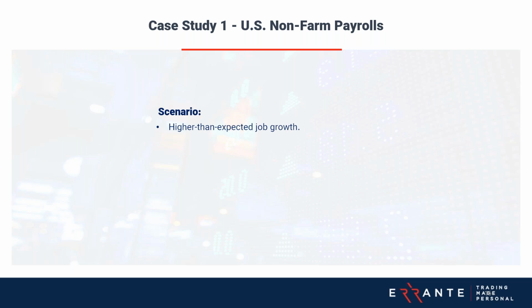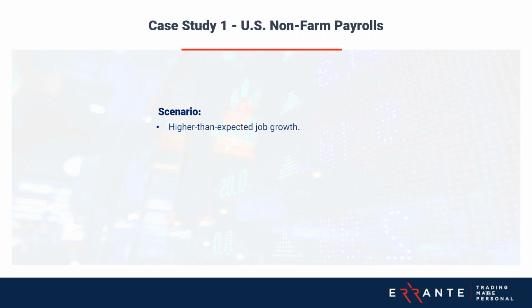The NFP report shows that the US economy added 250,000 jobs last month, for example, exceeding the forecast of 180,000, and the unemployment rate dropped from 4% to 3.8%. This is a scenario from last year. So what was the market reaction?